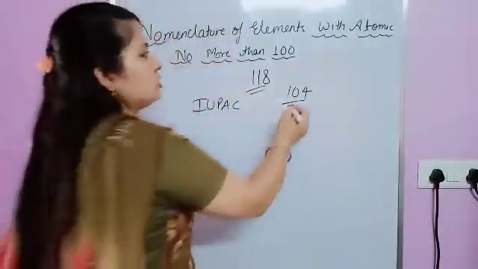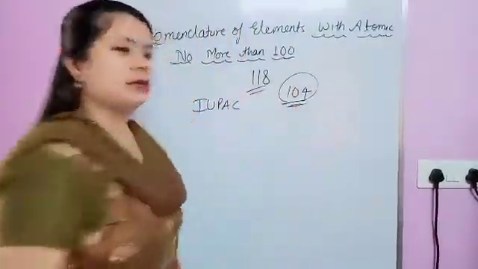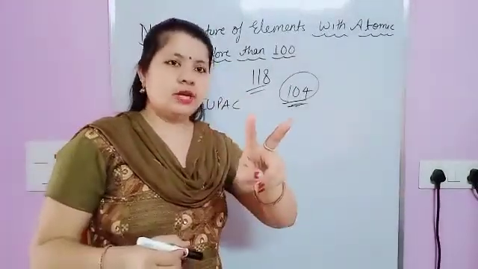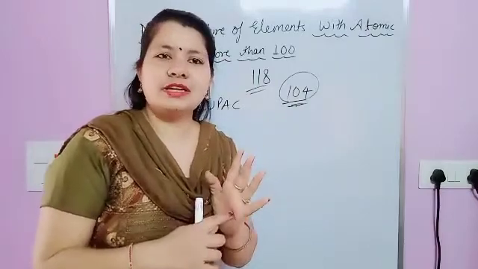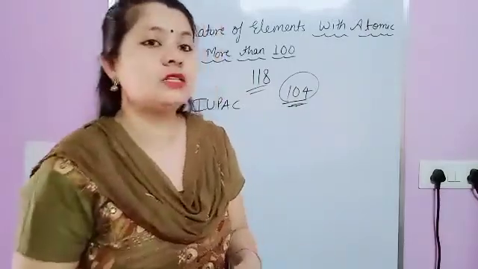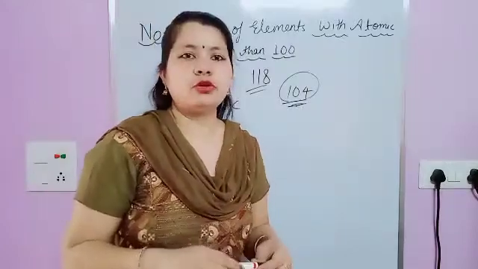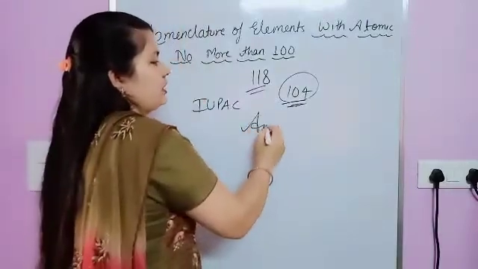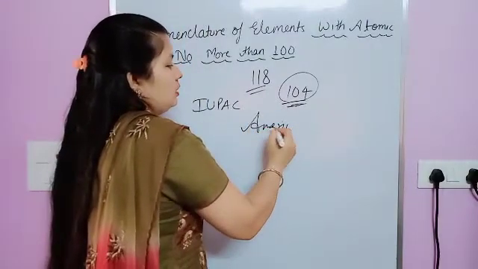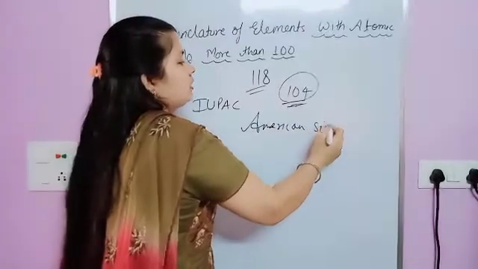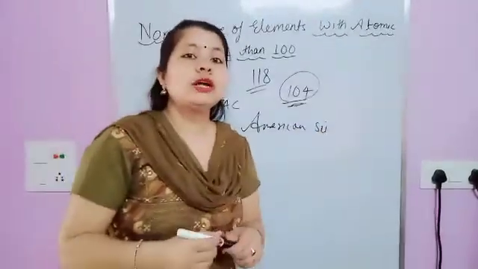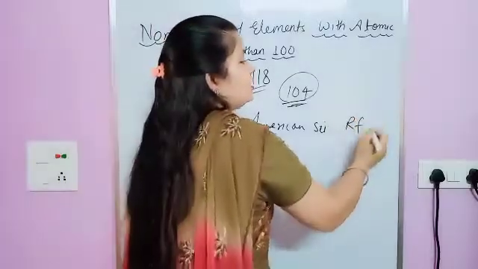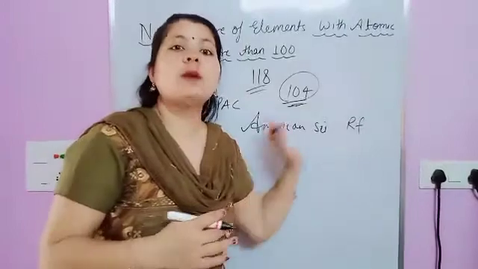Regarding the 104th element, what was the problem? Two scientists, one American and another Soviet, both claimed the discovery of the 104th element. According to the American scientist, the name given was Rutherfordium, and the symbol is Rf.